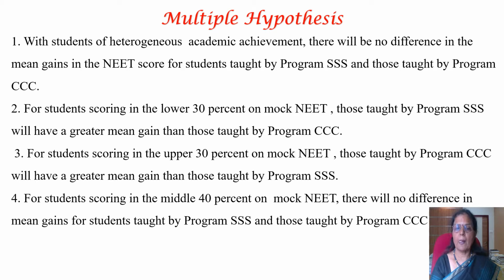First hypothesis. With students of heterogeneous academic achievement, because here we have got a group of students who are heterogeneous, who are not the same. They have different academic achievement background. So some may be good, they would have got a lot of marks in the previous examination, and some would be mediocre, and some would be in the lower end of the scale. So there are heterogeneous group of students. And there will be no difference in the mean gain in the NET score for students taught by program SSS and those taught by program CCC.